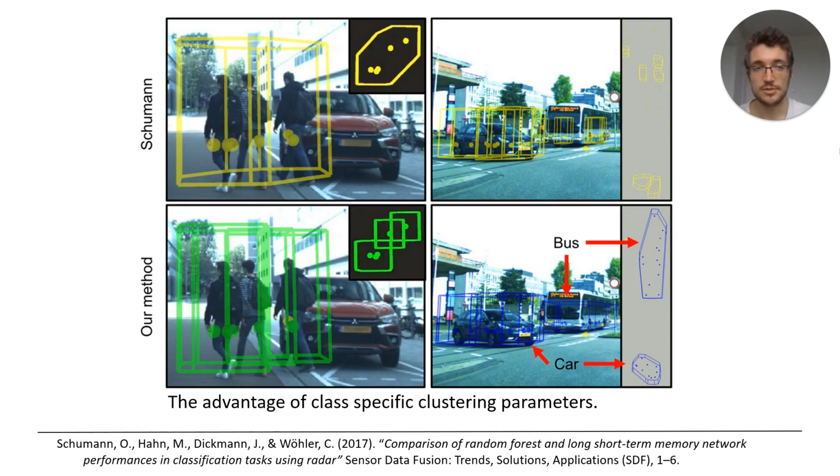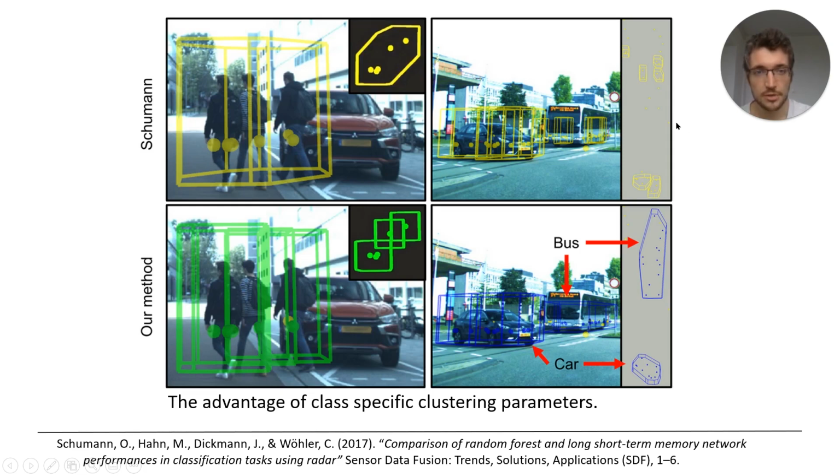Here we present two scenarios with both the baseline method, Schumann 2017, and our method in the bottom row. On the left, you can see three pedestrians which were unfortunately grouped together by the baseline method. Here's the top view of the radar reflections. But our method was able to separate them into three individual objects.